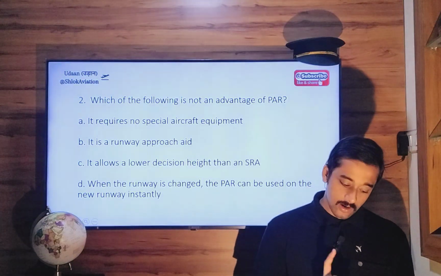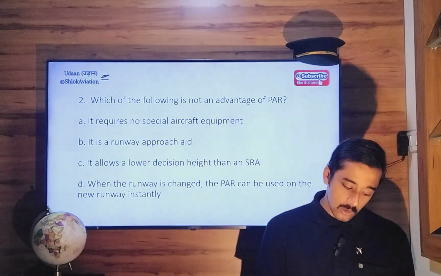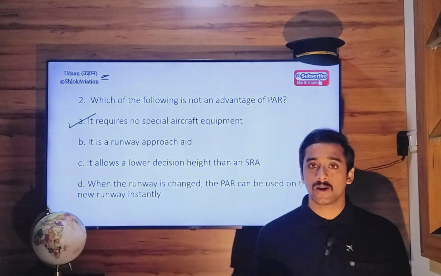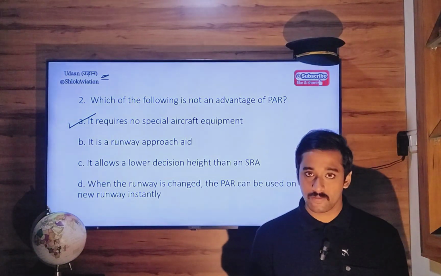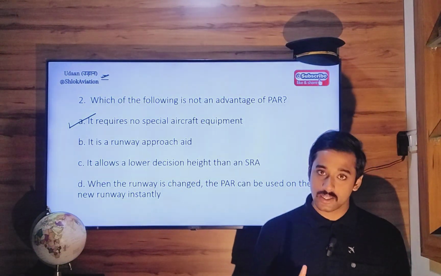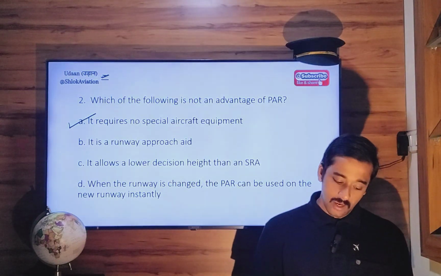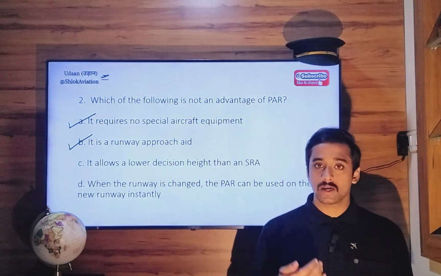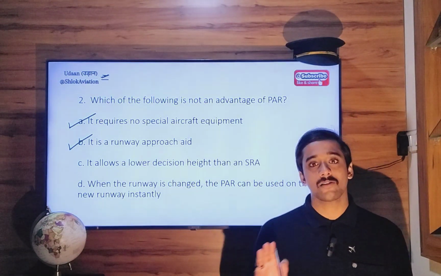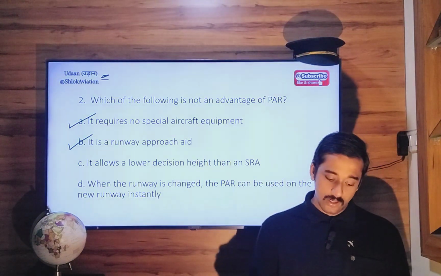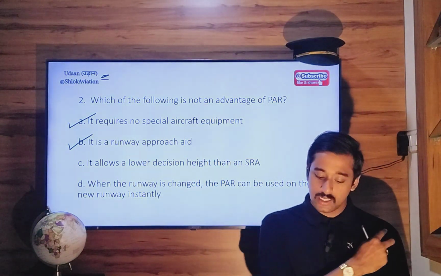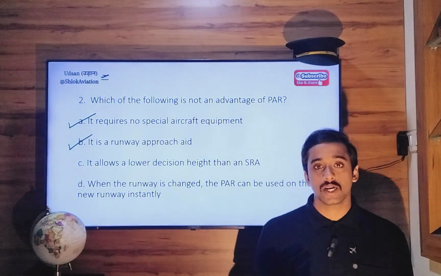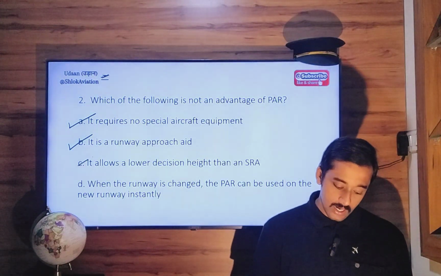So for option A, to conduct a precision approach radar approach, you do not require any special equipment on board. That is true. So this is an advantage. Okay. It is a runway approach aid. Yes, precision approach radar will be used to perform a runway approach. So option B is an advantage. Option C, it allows a lower decision height than a surveillance radar approach. So this is also an advantage.